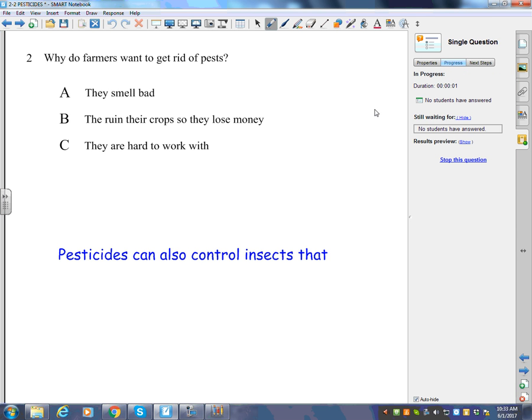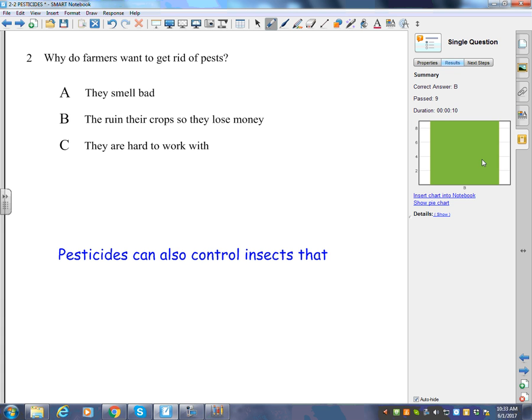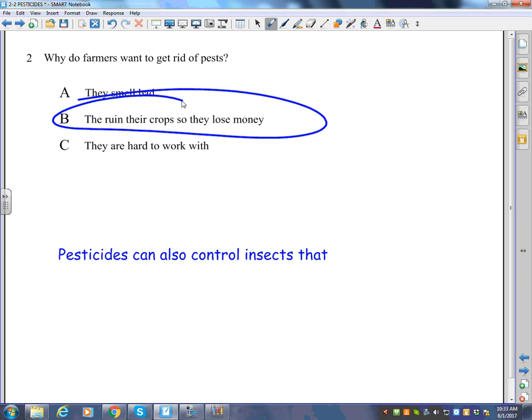Okay, so why do farmers want to get rid of pests? They smell bad? They ruin their crops so they lose money? They are hard to work with. Pretty straightforward, pretty easy. Why do farmers want to get rid of pests? They ruin crops so they lose money.